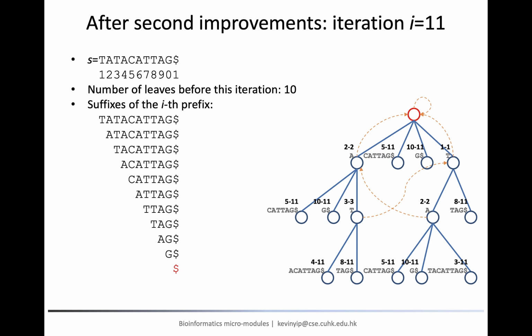Finally, in the last iteration, we skip the first 10 insertions. The 11th insertion is about the suffix $, which leads to the creation of a new child of the current node. The whole suffix tree has now been created.